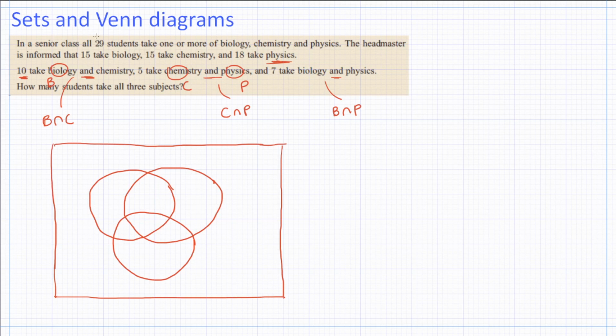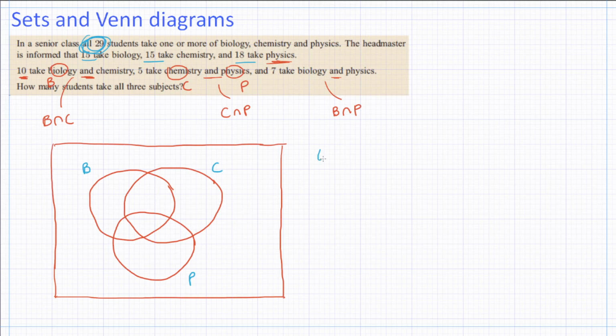Now, let's see what we know. In a senior class, all 29 students, so we know that the total is 29. Now 15 take biology, 15 take chemistry, and 18 take physics. So let's call this biology, chemistry, and physics. We know that 15 is the total number of students who take biology, so this whole thing should be 15. Chemistry, same thing, this whole thing should be 15. And 18, this whole thing should be 18.